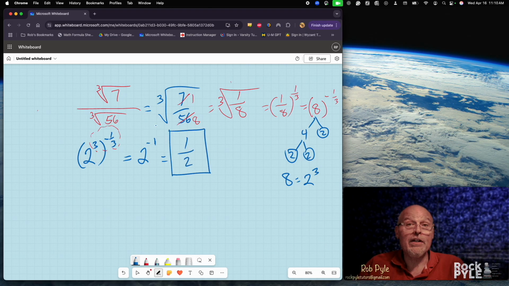So in this one, what we do is we simplify what's inside the radical by taking it as 7 over 56. I see that as the cube root of 1 over 8. And then I switch into exponent form and I change it to 1 over 8 to the 1/3. I recognize 1 over 8 is 8 to the negative exponent. And then I change 8 into 2 cubed, and then I can multiply exponents and get 1/2.